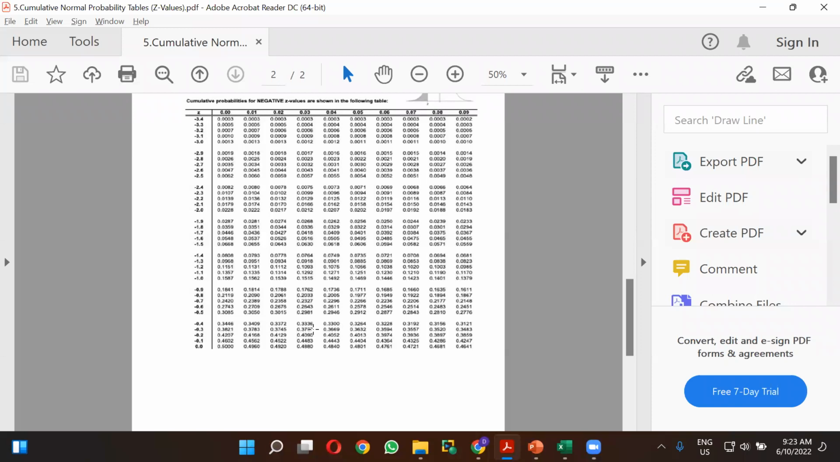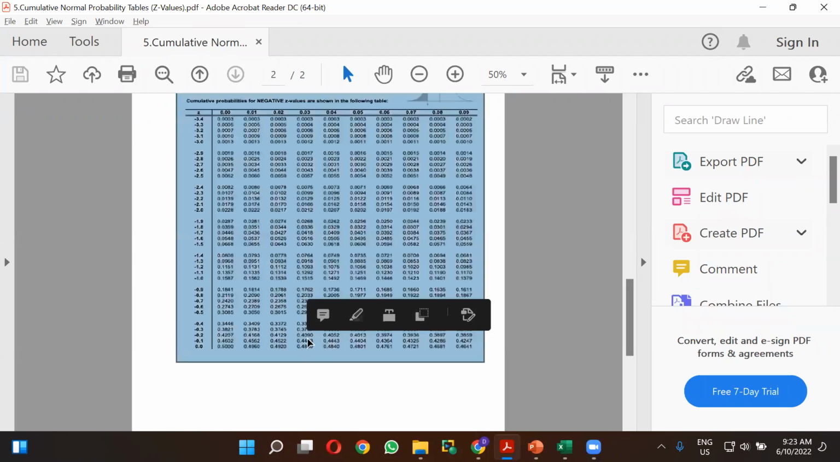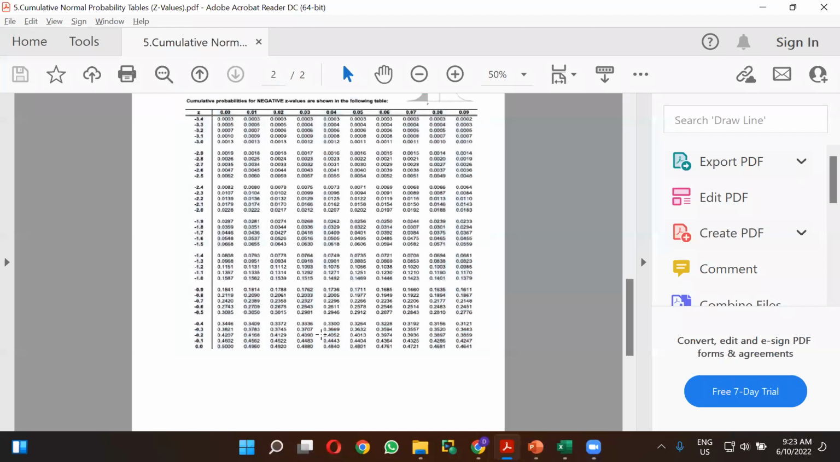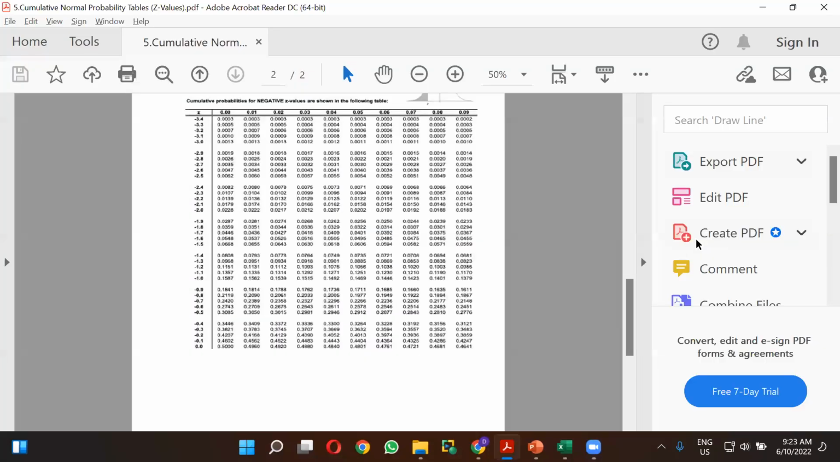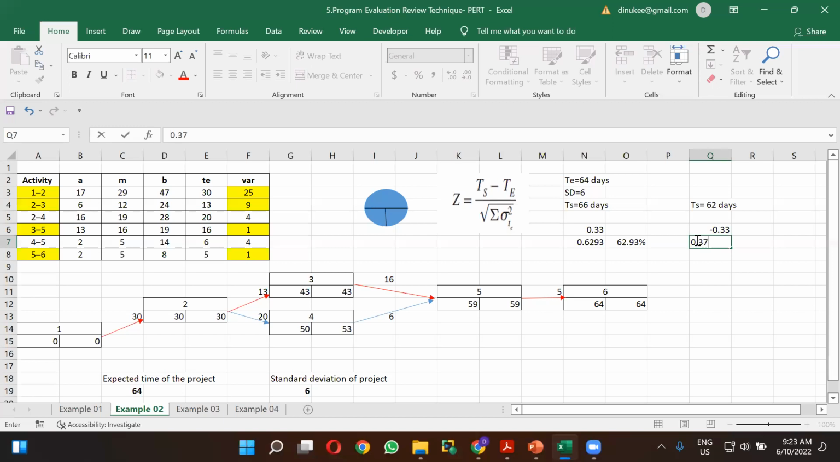Minus 0.33 is 0.3707. So we can get the percentage. It is 37.07%.